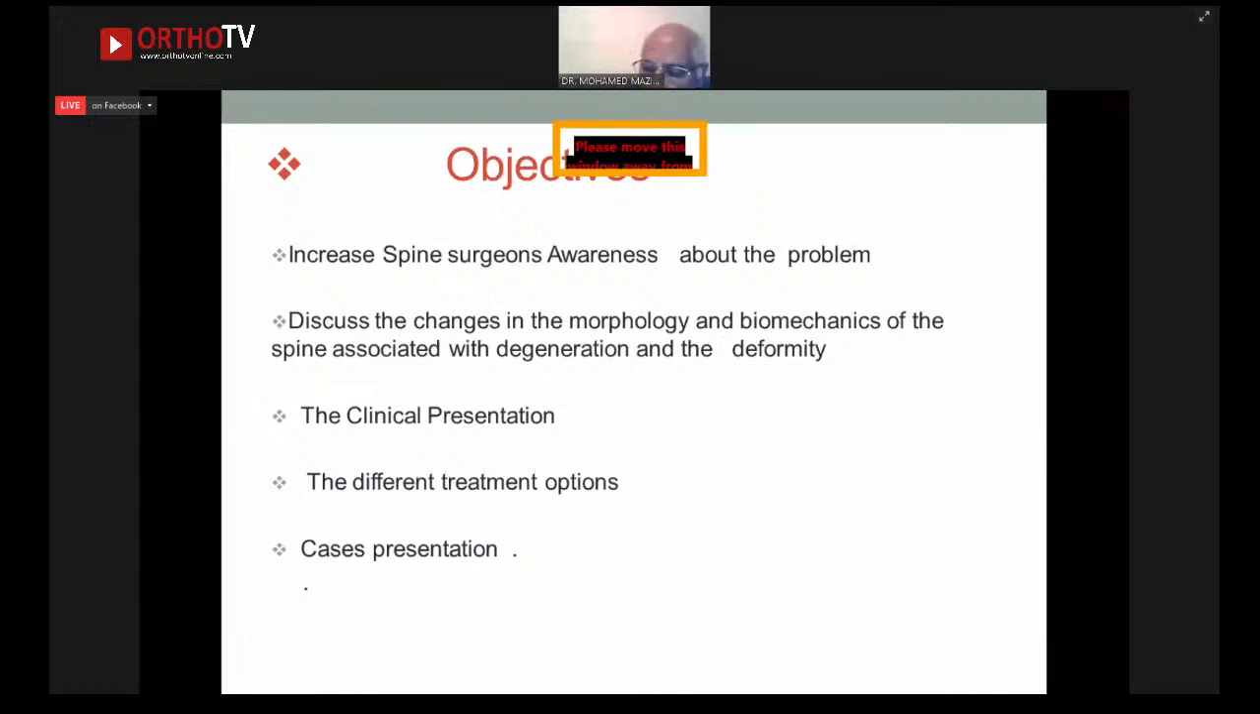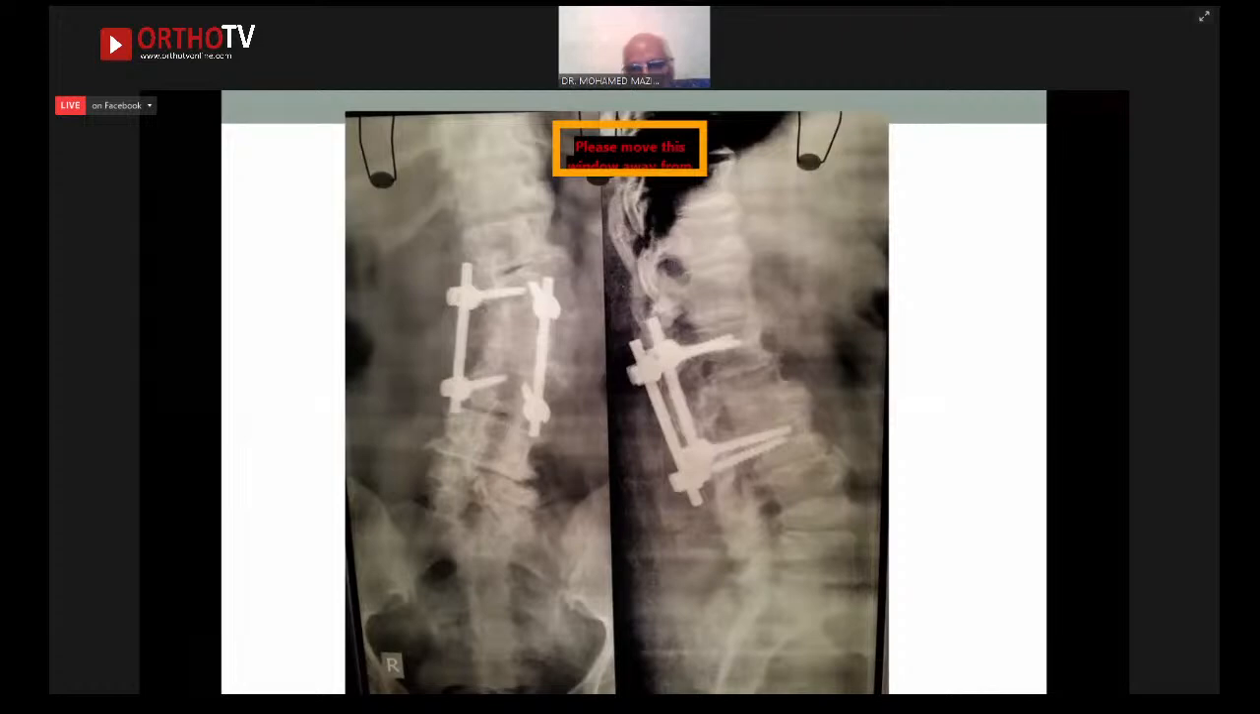This is an example of the cases we see in the elder age group, where the patient has been treated with surgery, limited fusion between vertebrae two and three, and the complication below and above by adjacent segment degeneration and disc changes and scoliotic deformity of the spine. This has to be redone.